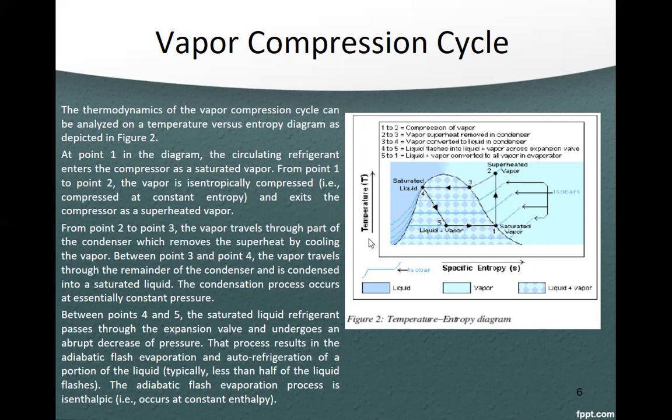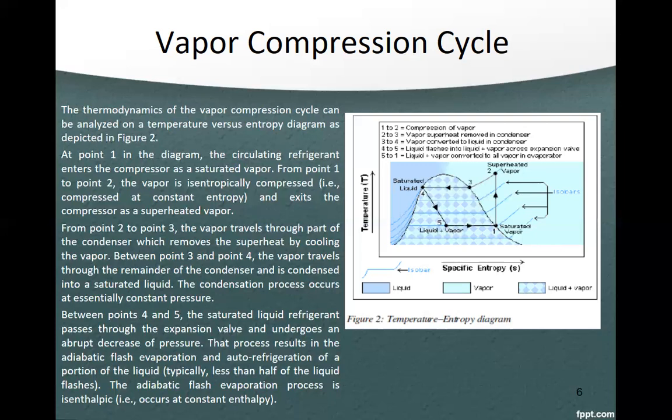Okay? So, at point 1, mag-umpisa tayo dyan, tingnan nyo yung video. In the diagram, the circulating refrigerant enters the compressor as a saturated vapor. From point 1 to point 2, the vapor is isentropically compressed, so vertical yang line, that is compressed at constant entropy. It exits the compressor as superheated vapor. Pag drawing nyo, paglagay nyo ng dot, yung state points, dapat nandoon mismo.